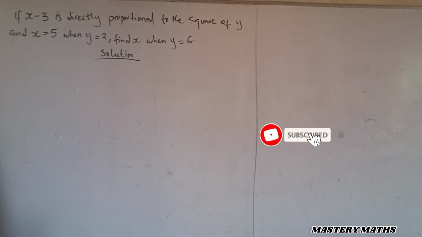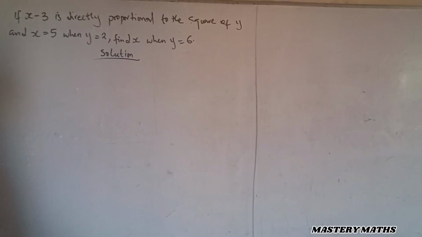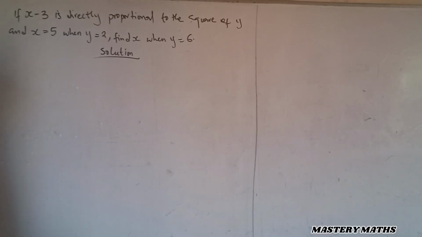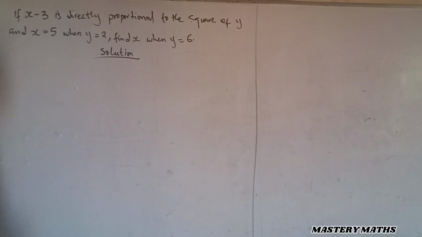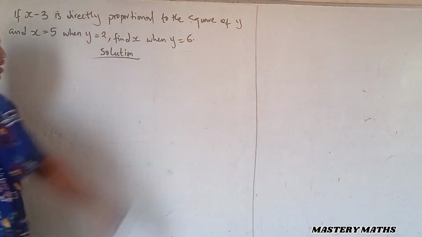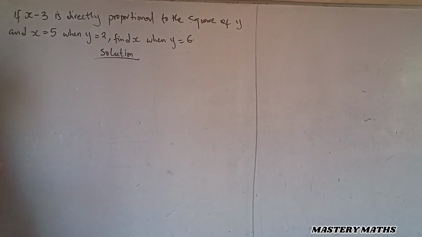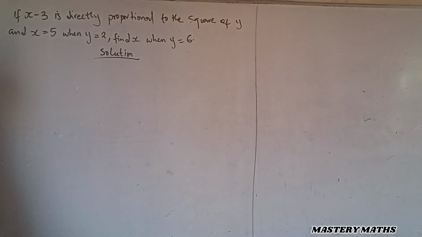On the board, you have: if x minus 3 is directly proportional to the square of y, and x equals 5 when y is 2, find x when y is 6. This is variation on the board, and if we are to solve this, we take it step by step.